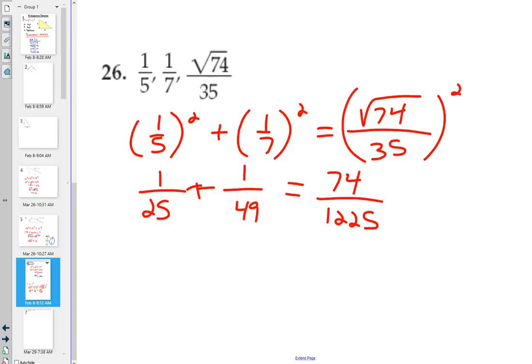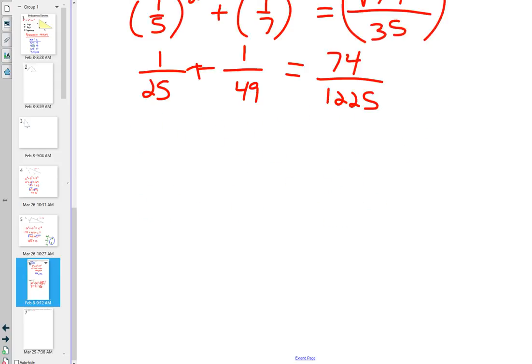So now the only thing left to do, and this would be, I guess, the hardest part, is that you have to know how to add fractions. What is the least common denominator of 25 and 49? If you're not sure, then just find a common denominator. Instead of finding the least common denominator, find a common denominator. What is 25 times 49? Just multiply. 25 times 49 is 1225. Perfect. 1225, 1225.